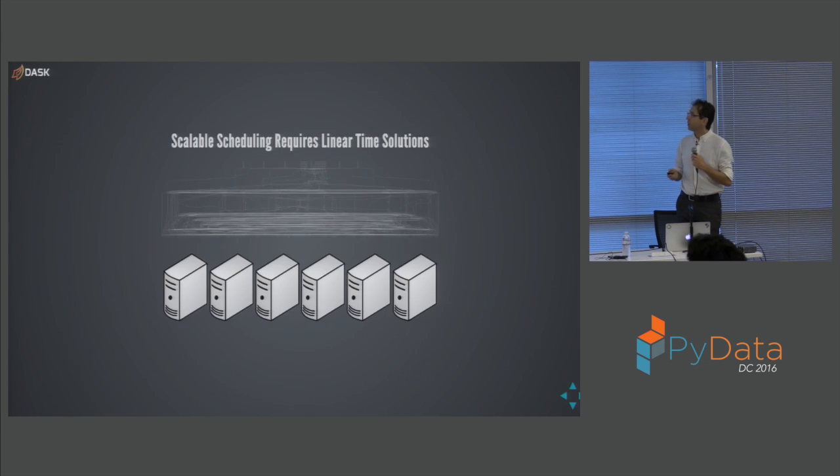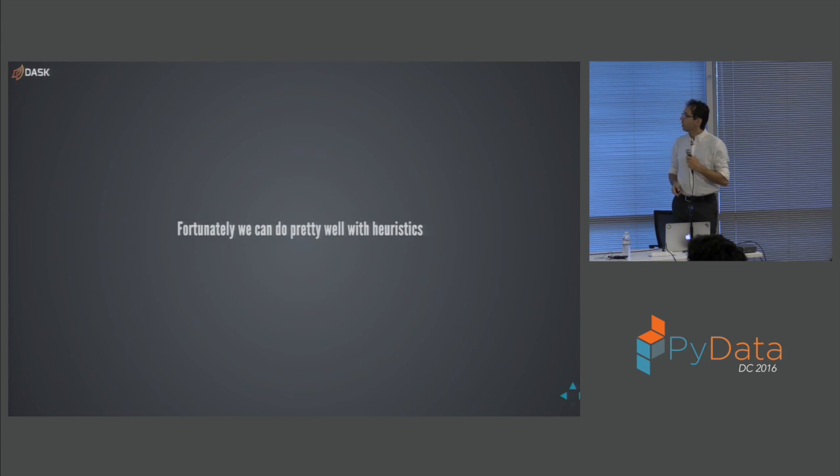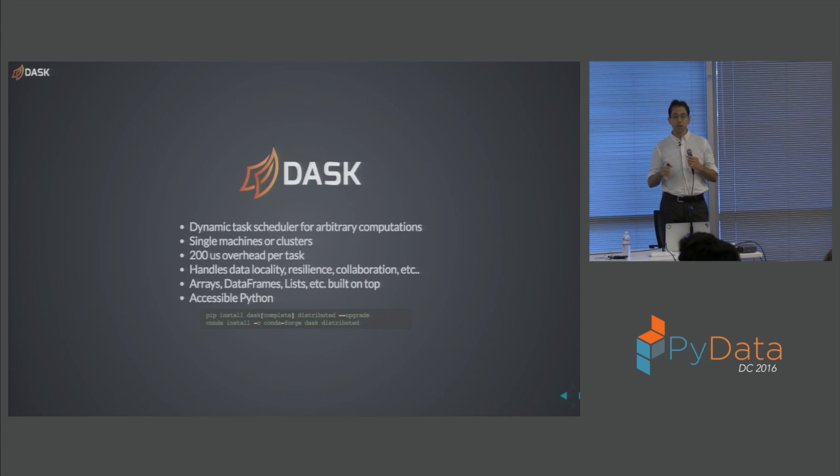Yeah. And this is the same computation but a slightly less trivial problem. These graphs often end up being hundreds of thousands of nodes large. Doing this scalably requires that we do it in linear time, which computer scientists know means not too slow. So fortunately, we can do pretty well with heuristics. And the core task scheduler of Dask is a collection of these heuristics that works pretty well on all the problems that we've thrown at it so far. So array problems, data frame problems, machine learning problems, etc.